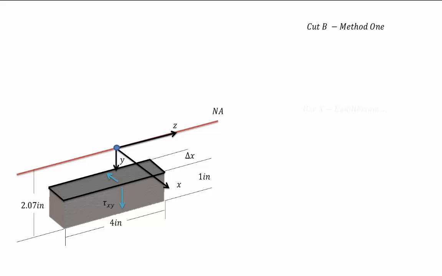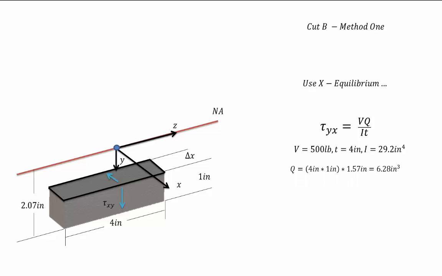So now we want to use our x equilibrium to figure out what that tau is. So as before, tau yx is equal to VQ over It. And we have a shear force of 500 pounds, a thickness of 4 inches, and our moment of inertia of, again, 29.2 inches to the fourth. So for this section, our Q is 4 inches by 1 inch, that's the area, and this section we're looking at, the bottom here, is 1.57 inches from the centroid of the overall section to its centroid, and that gives us a Q of 6.28 inches to the third.